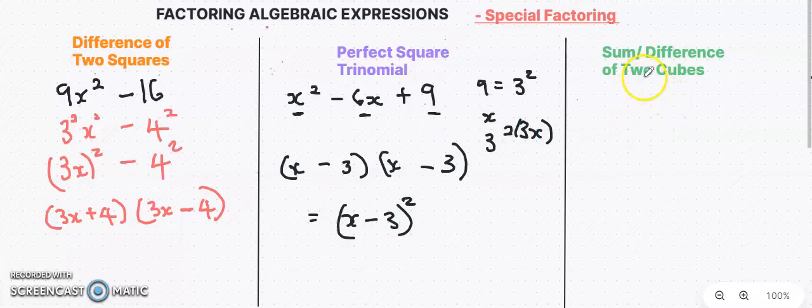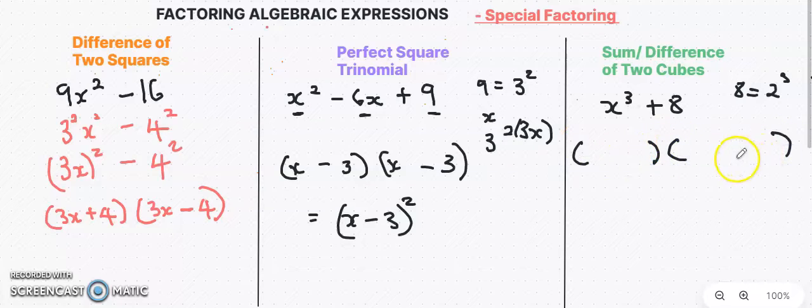Next, we factorize the sum or the difference of two cubes. So this is the sum of two cubes, and we know this because it can be written as 2 to the power 3. So to factorize the sum of two cubes, we open two brackets. One is a binomial and the other is a trinomial.